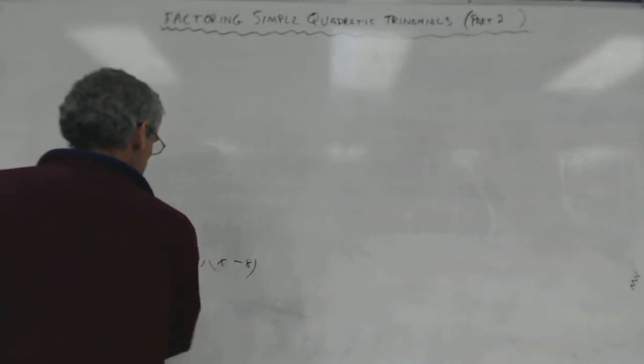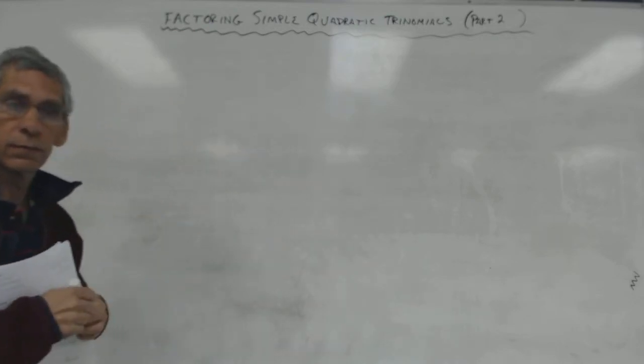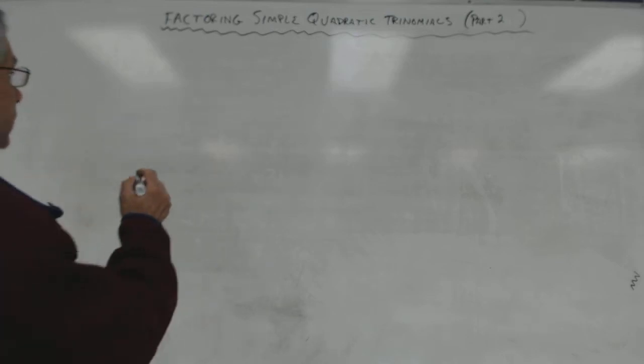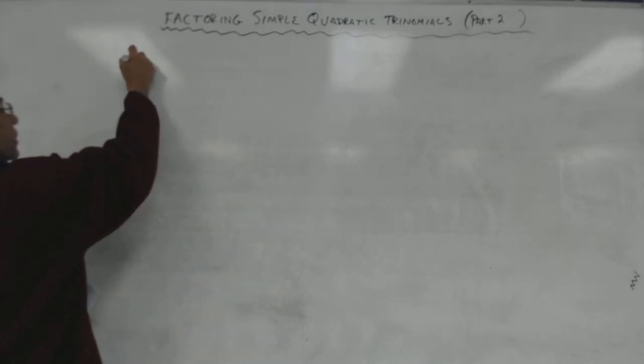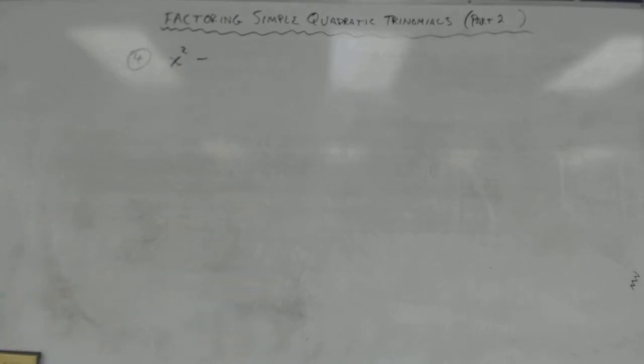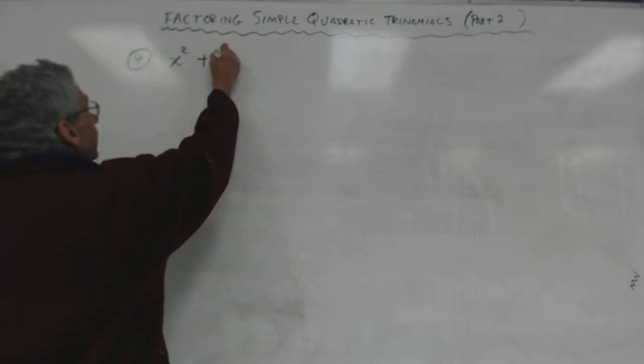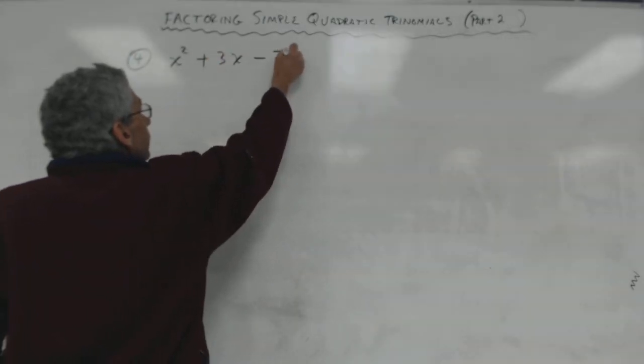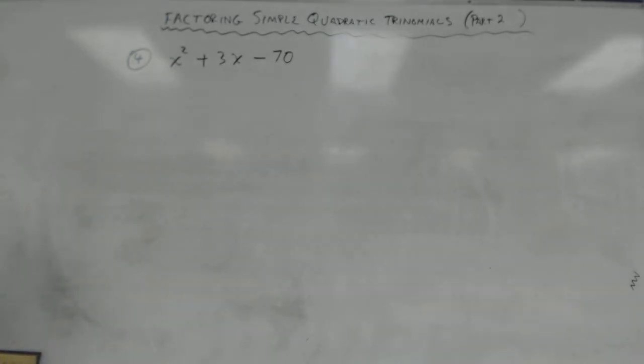If it was negative, like minus 72, then would there have to be a positive and a negative? Very interesting. Or would they both be positive? No, well, we're going to work on that right now. So let me get one that is like that. Item number 4: x squared plus 3x minus 70. Is that sort of like what somebody, like Ben, you were asking?